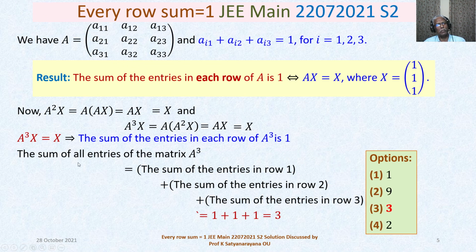So we now got the sum of all the entries of the matrix A cube as 3, and among the options, 3 appears as option 3. Therefore our answer is option 3.